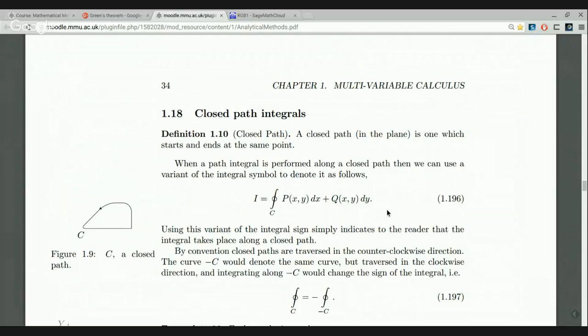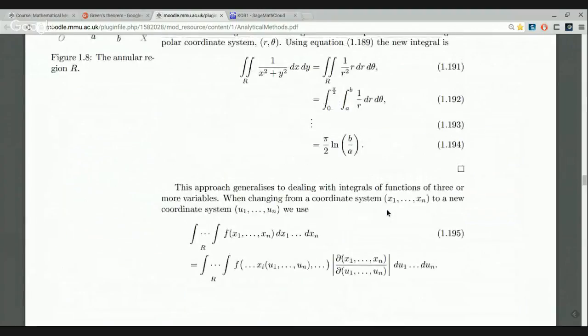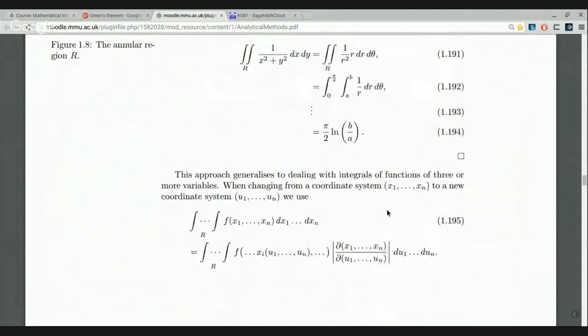We did some more examples of the change of coordinate formula for changing coordinates in an integral. We looked at a triple integral, a volume integral, and how changing from Cartesian coordinates to spherical coordinates allowed you to evaluate the integral.